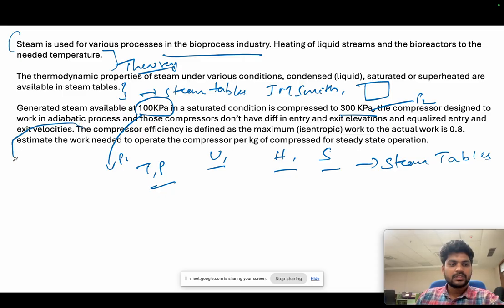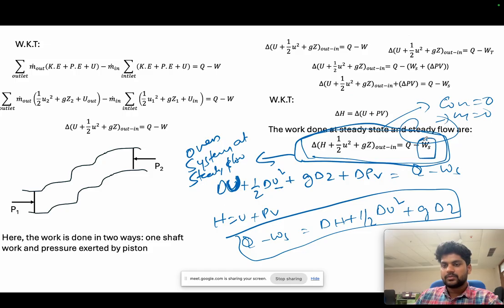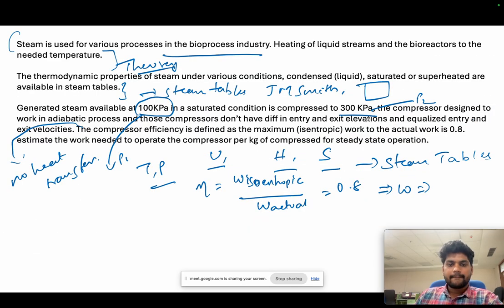Adiabatic means no heat transfer. The compressor efficiency is defined as the isentropic work divided by the actual work, equal to 0.8. They are asking to estimate the work needed to operate the compressor. So if you take this formula, they are asking for this value. If you can understand the question, right, what they ask.